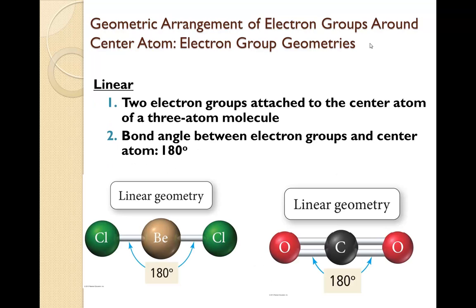Linear is 2 electron groups attached to the center atom. Notice it does not matter if those are attached through single bonds or double bonds. It's still 180 degrees. So we're talking about groups of electrons here. In the future, we're going to see how it changes a little bit, but not dramatically.